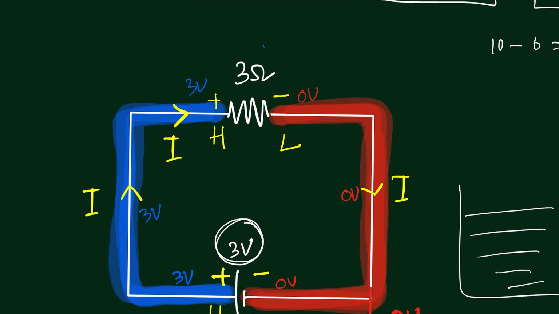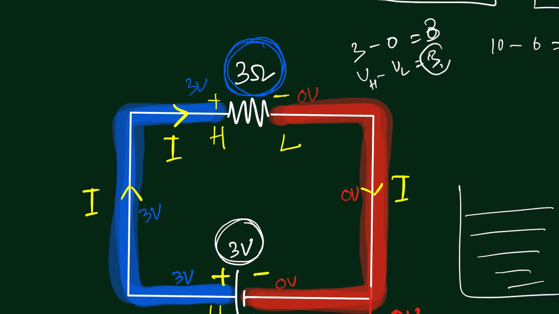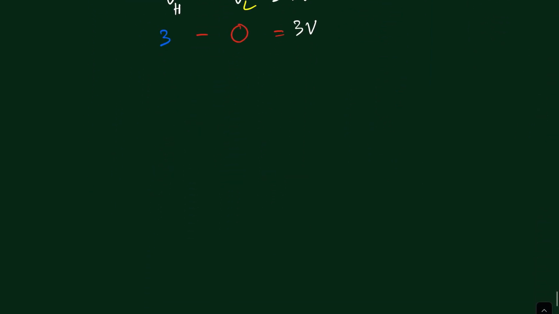Then how much voltage will this 3 ohm get? What is the potential difference across this 3 ohm resistor? How will you know? Just subtract the difference. This side is 0, this side is 3. What is the difference? 3 minus 0. Always subtract the smaller from the larger. I will always take the voltage of the high side minus the voltage of the low side. 3 minus 0 is 3. So it gets the difference. So this 3 ohm gets 3 volt.